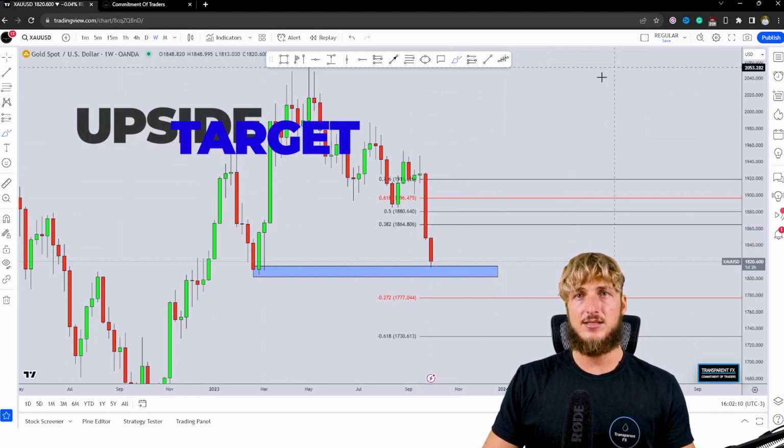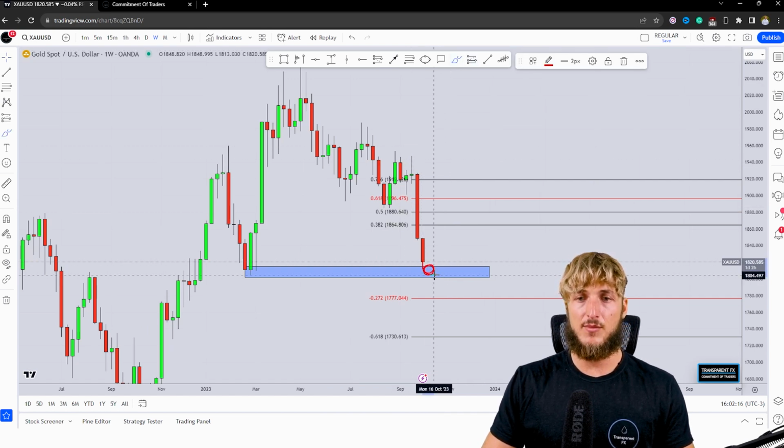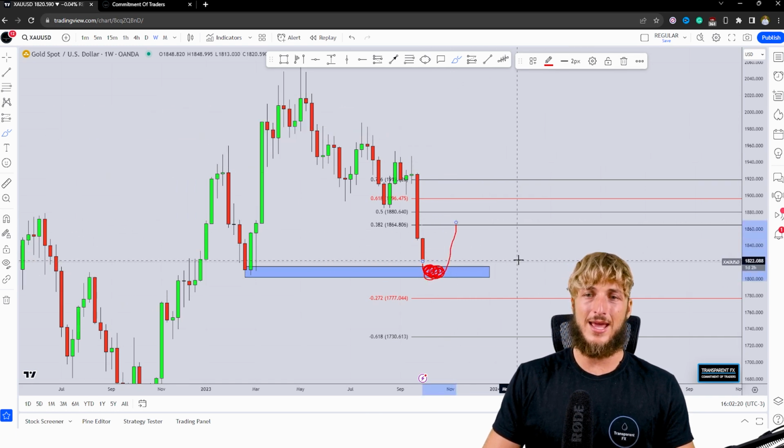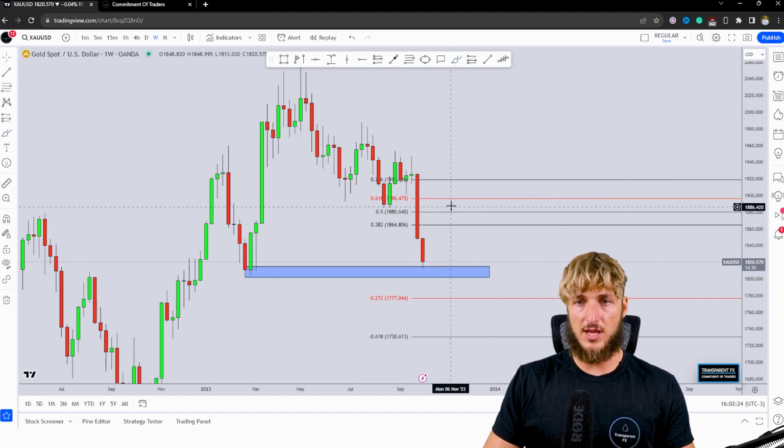So at least for now, by looking at the monthly and weekly time frame, what seems very likely is to see some accumulation happening from an institutional standpoint inside of this zone, and then to see a rejection to the upside away from this area.